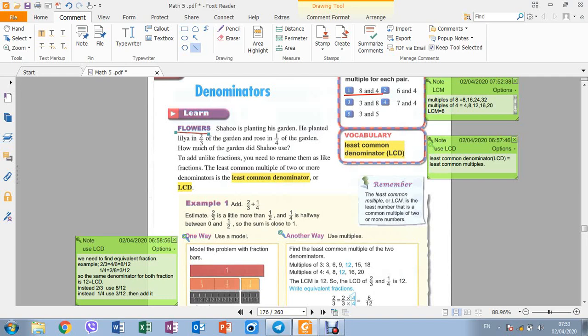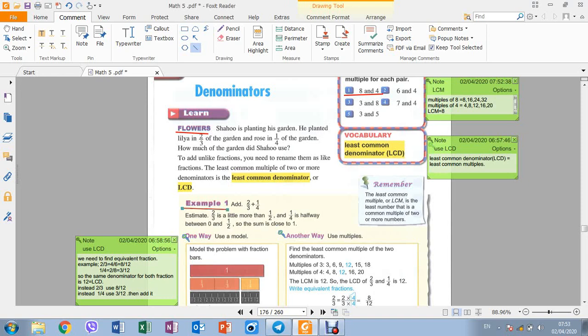So we have 2/3. We need to add because we want to collect it all together. How much is used? We have two ways. The first way we explained last lesson, and I'll explain it again quickly. Example 1: add 2/3 plus 1/4.